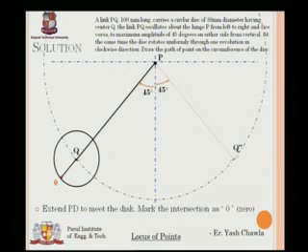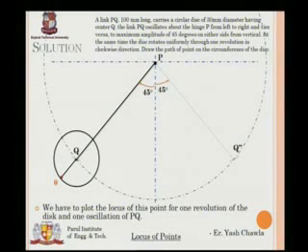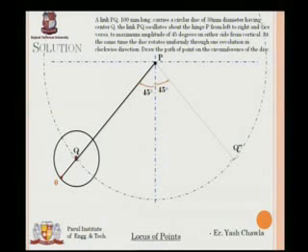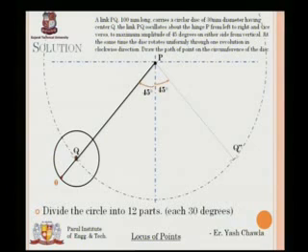First of all, it is very necessary to know what divisions we are going to make. For one revolution, we will divide the circle into 12 parts, each of 30 degrees. How 30 degrees? Again the same old story, that's my favorite word. That is 360 degrees divided by 12 is 30 degrees. So I will mark 1, 2, 3, 4, 5, 6, 7, 8, 9, 10 and 11. So my circle is divided into 12 parts.